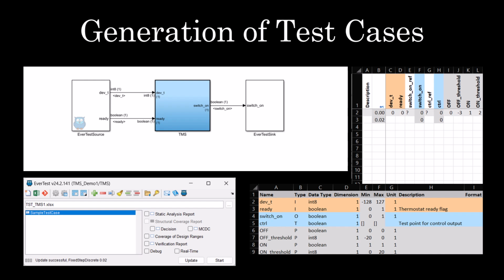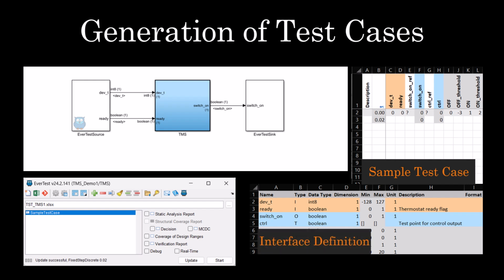At the beginning, just after the test harness generation, the file contains a sample test case and an interface definition. The test specification will be stored in one Excel file, which simplifies reviews, data exchange, and configuration management. The test specification is accessible over the EverTest UI. You can exchange the Excel files in the EverTest UI.